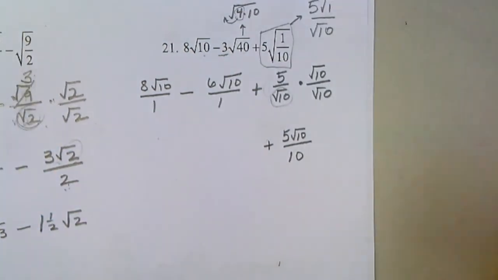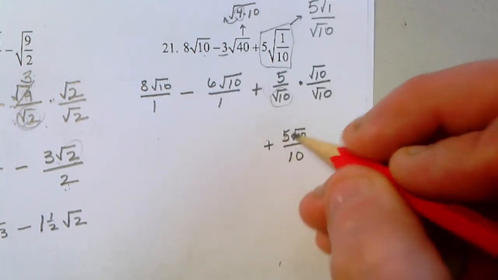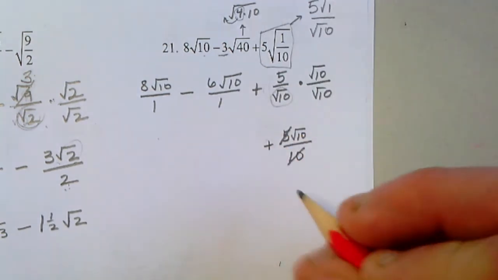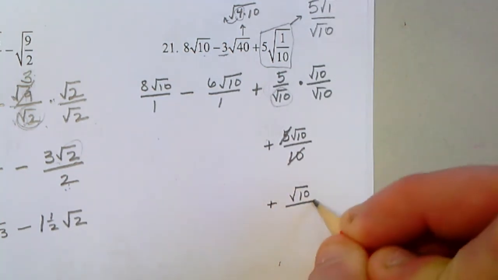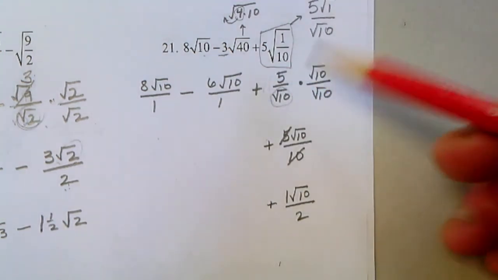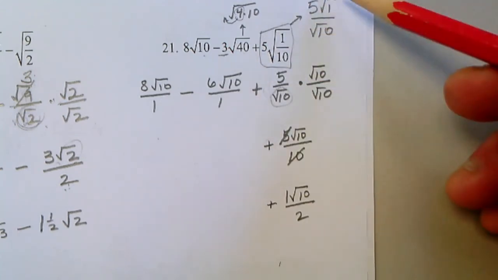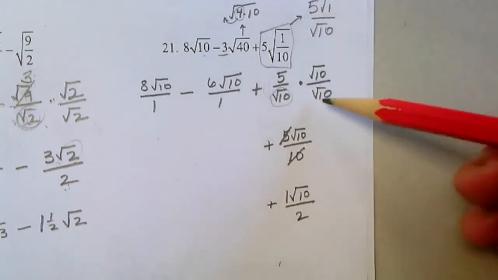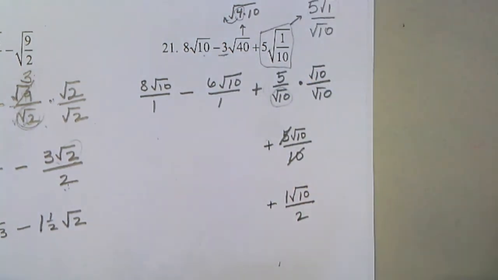And I could take this a step further. It might make it easier in the long run. 5/10 reduces down to what? 1 over 2. So I've got this radical 10 over 2. If you want to put a 1 there, you can. You don't have to. Okay? So that was a lot of work there. You might want to go back and review that part. But again, I made this so it was a fraction. And then I went ahead and simplified what I had there. Okay? I rationalized it and then simplified it.